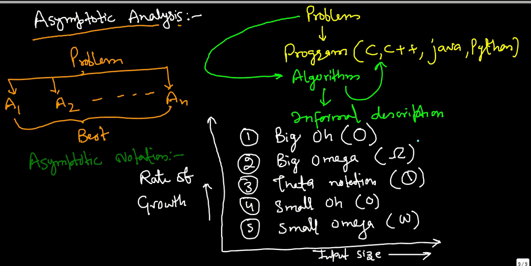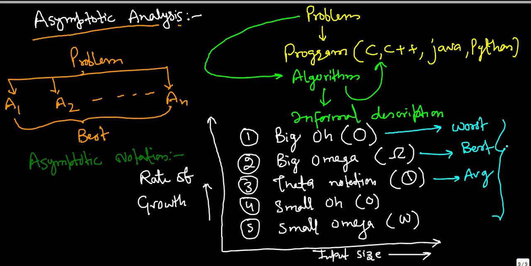We have talked about some best and worst cases. So generally this big O notation is used to show the worst case of an algorithm. This omega is used to show the best case, and theta is about average. So what exactly these notations mean, we'll be discussing in our next lecture.